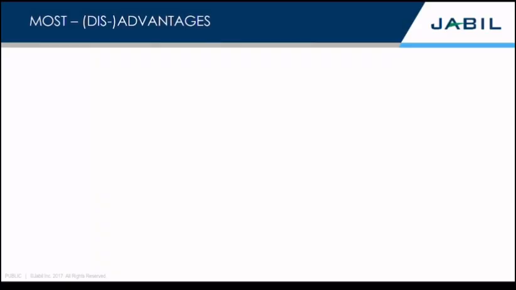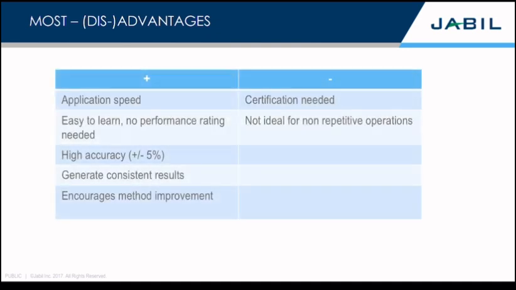How you benefit from MOST. MOST is the fastest way to accurately measure work and to evaluate method improvements. MOST is simple to learn and easy to apply, while retaining the accuracy of more detailed work measurement systems. MOST eliminates the need for a stopwatch to time and subjectively performance rate the associate. MOST generates consistent results. MOST focuses the analyst's attention on analyzing the method instead of just the time.